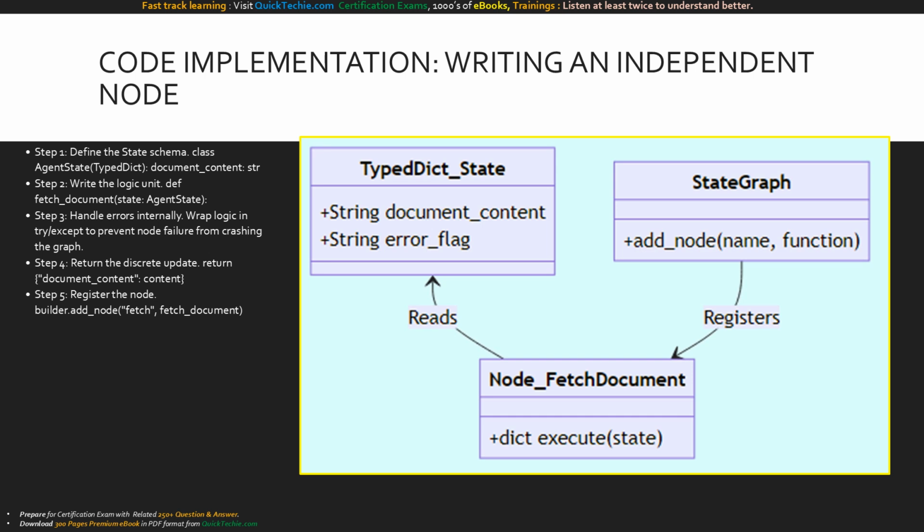Finally, step 5 is registering this independent unit with your application by calling builder.addNode. You pass it a string name and the function reference. You have now securely plugged an independent logic unit into your enterprise architecture.